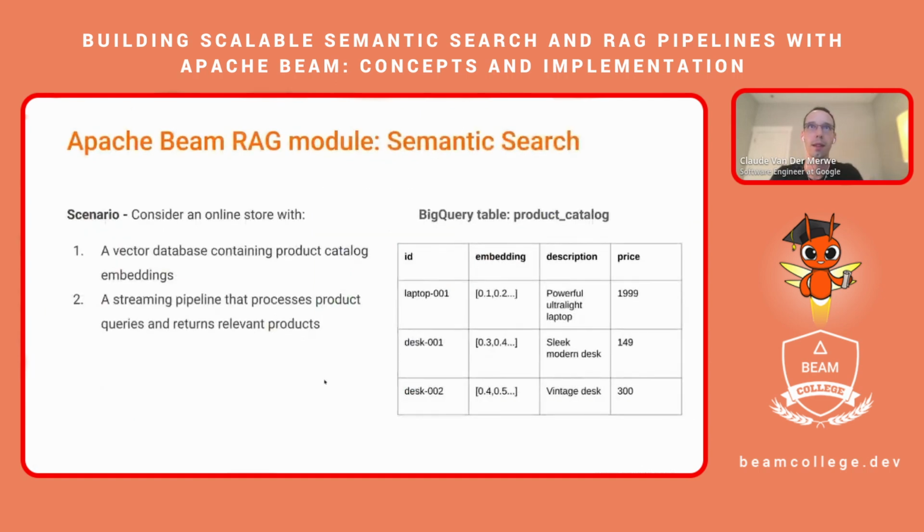All right, next up, now that we have our embeddings loaded into a database, we want to perform semantic search. So let's consider this scenario. We have an online store that contains a product catalog with embeddings. And we want a streaming pipeline that processes product queries and returns the relevant product. So here's what our BigQuery table might look like. We have the ID, embedding, description, and the price of our product.